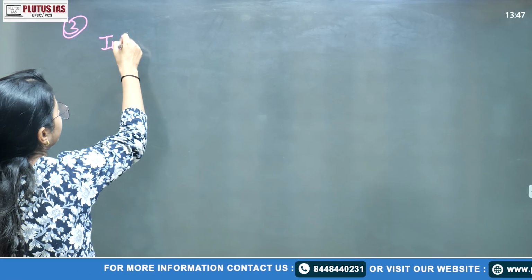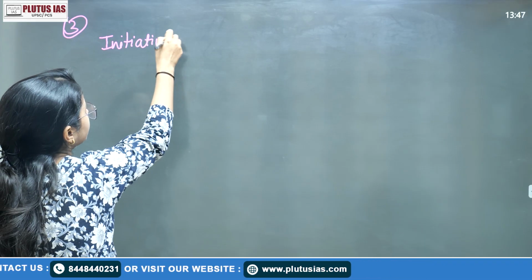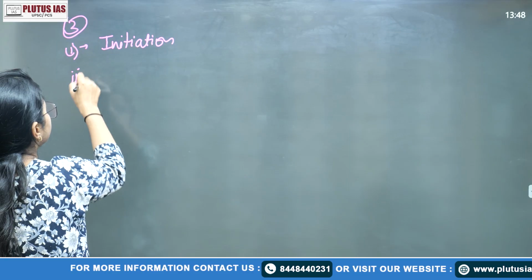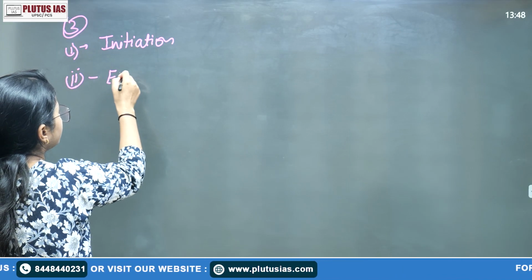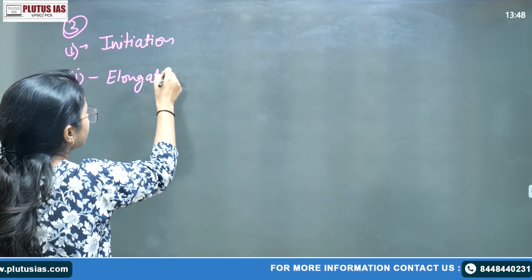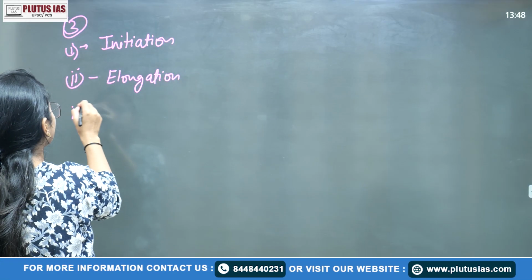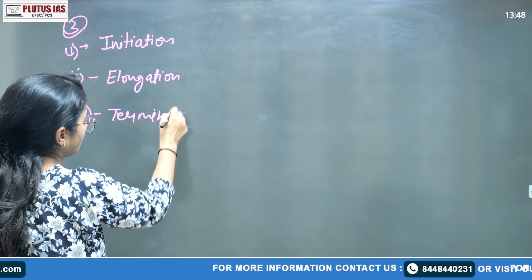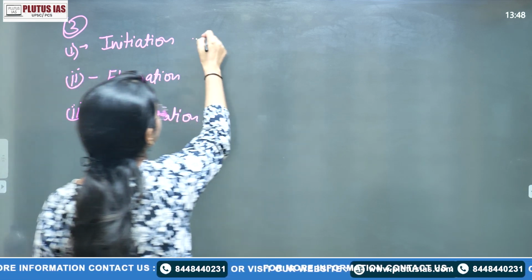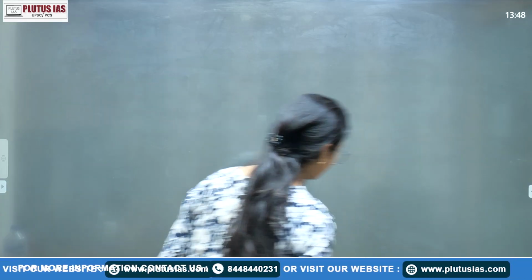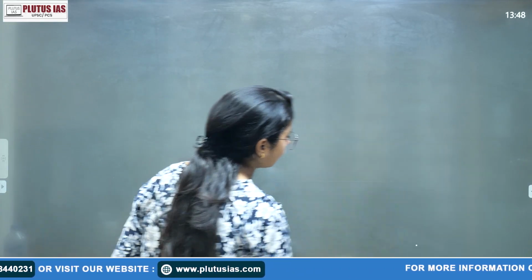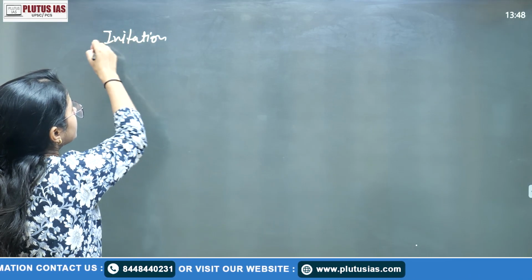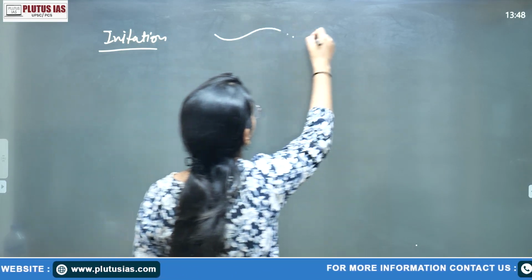The first is initiation. First I'll talk about the process completely, and then I'll relate it with this diagram. Then elongation, and the third one is your termination, okay. In that initiation, what process occurs? I'll talk one by one with the help of the diagram also.